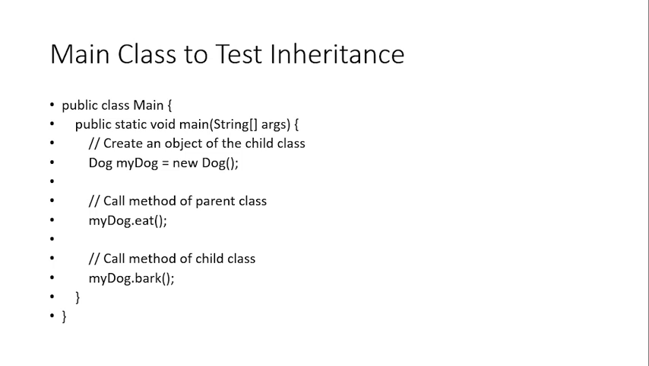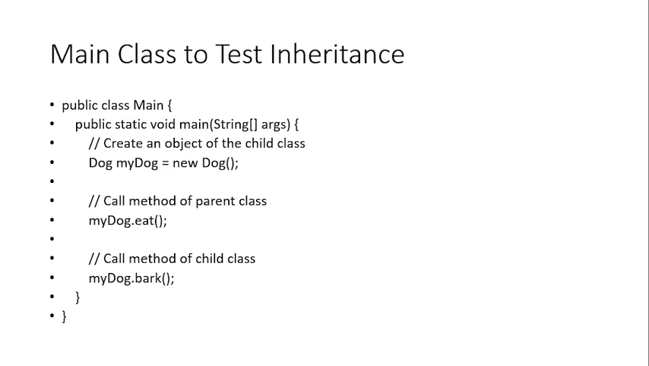So main class to test inheritance, that's a heading here. You can see here public class Main, so the program starts in void main. You know that Dog is the name of the class, right? My dog is the object that I have created for the class called Dog, equal to new Dog. In order to create an object we have to use the keyword new, and that will allocate the memory, right?